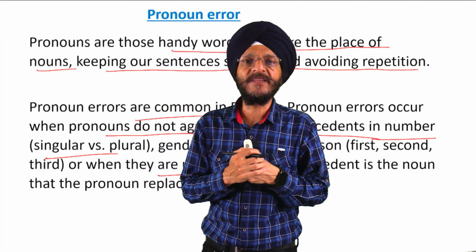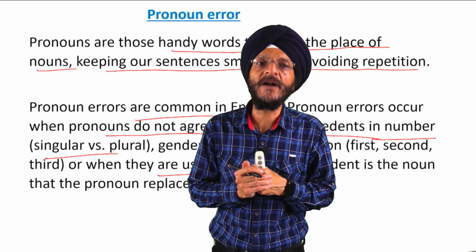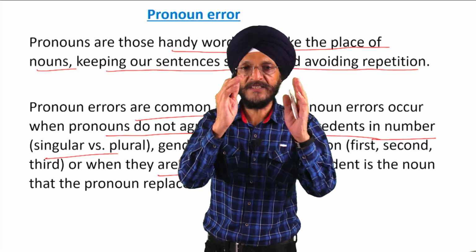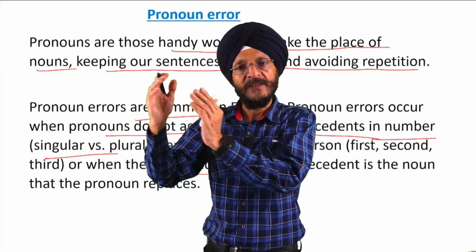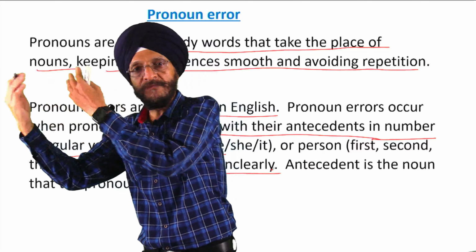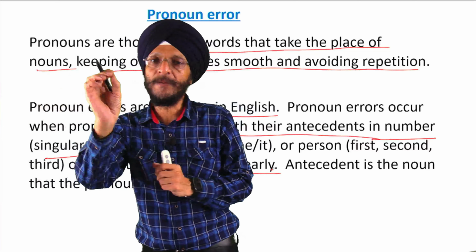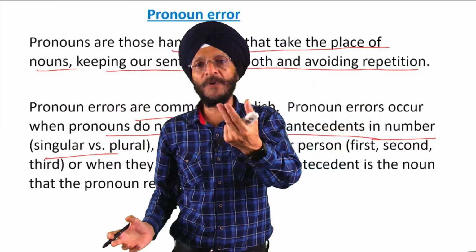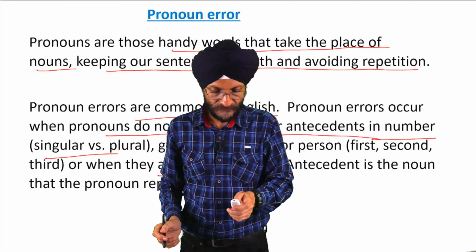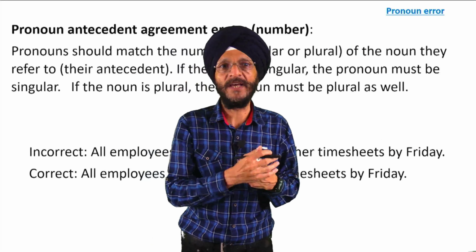It may also happen that we use a pronoun unclearly. That is, we are talking about two persons, Ram and Sham, but when we are using a pronoun, we are simply saying he. He may be referring to Ram or Sham. So the pronoun is unclear. So these are the pronoun errors.